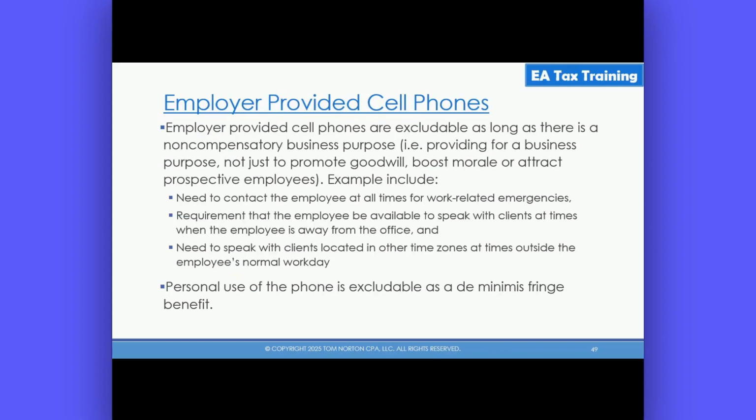Employer provided cell phones. So you can exclude the cost of providing cell phones to your employees as long as there is a non-compensatory business purpose for providing the phone. In other words, you're not just giving it to them as a perk in order to attract employees or in order to say, hey, good job, we're going to give you a phone. They have to have an actual business reason that they need that phone.